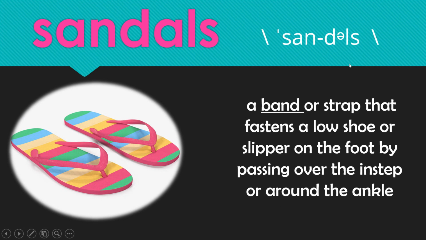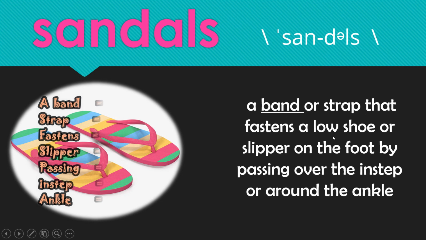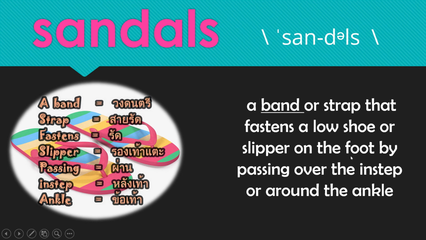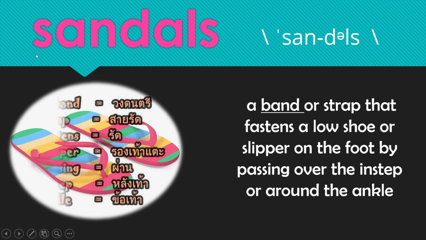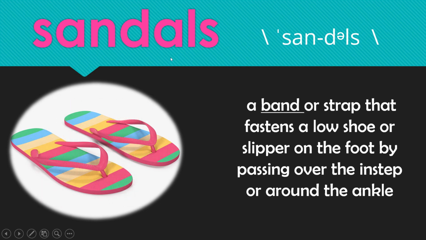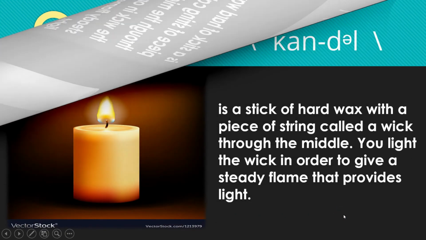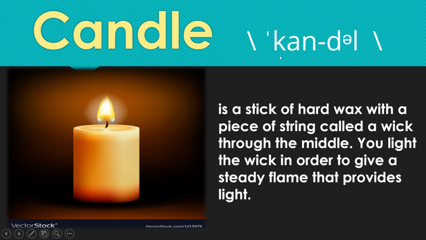Next we have sandals. What is a sandal? A sandal is a band or strap that fastens a low shoe or slipper on the foot by passing over the instep or around the ankle. So this is another kind of sandal. This is a slipper or slippers. So everybody say sandals. Spell the word sandals. S-A-N-D-A-L-S. Sandals.